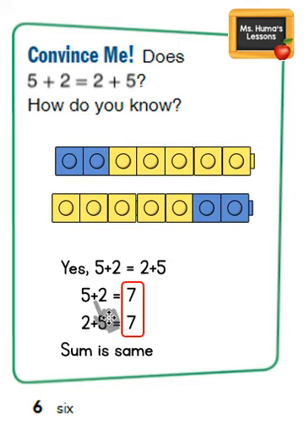How do we know that? We can solve it and see that 5 plus 2 equals 7, and 2 plus 5 is again 7. So we can write, the sum is the same.